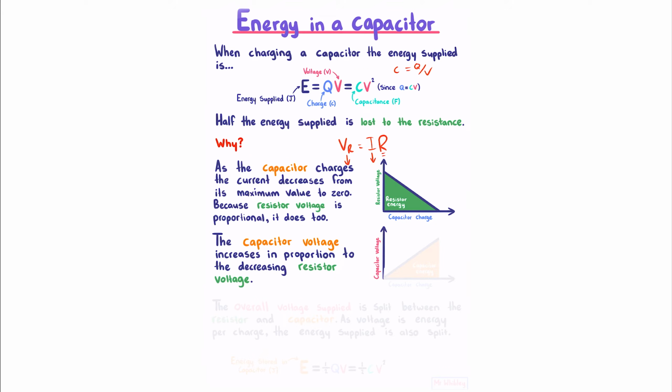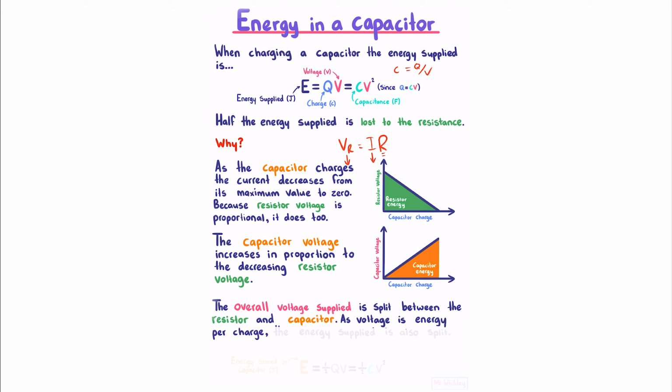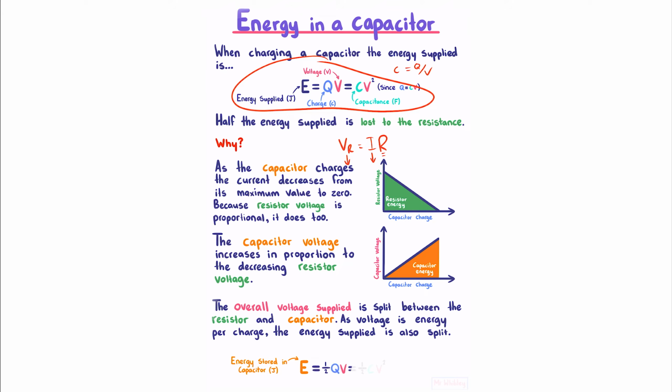Graphing our capacitor voltage against capacitor charge, as the capacitor charges, its voltage of course increases. And once again, the area underneath this graph is the energy, and specifically the energy stored in the capacitor. And so, looking at these graphs, we can see that the overall voltage supplied is split between the resistor and the capacitor. As voltage is energy per charge, the energy supplied is also split, such that the energy stored in the capacitor is half of our energy supplied, specifically half times QV, or half times CV squared.